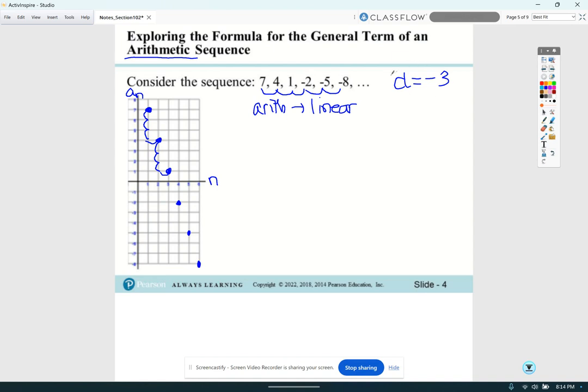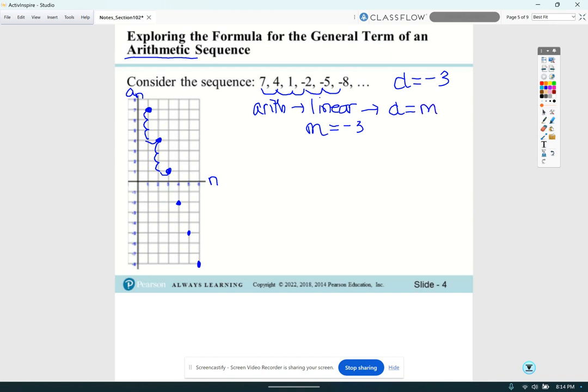So in terms of a graph, the common difference is going to be equal to the slope. So slope and common difference are going to be the same thing. Down 3 over 1, down 3 over 1, and so on and so on. So that's true of all arithmetic sequences, is that the common difference is equal to the slope.